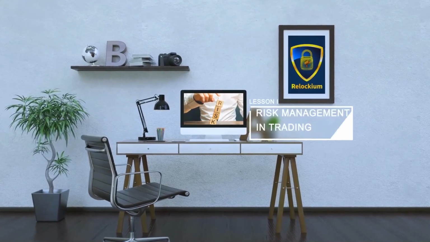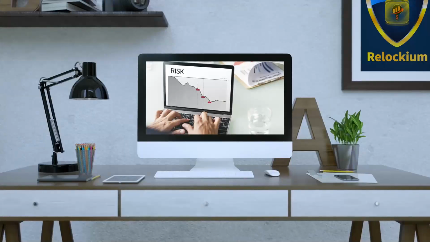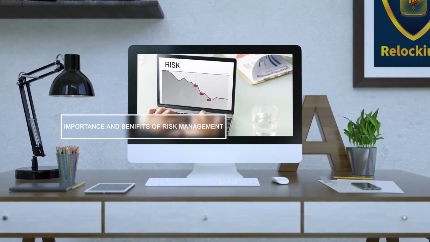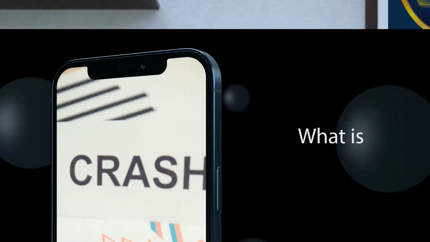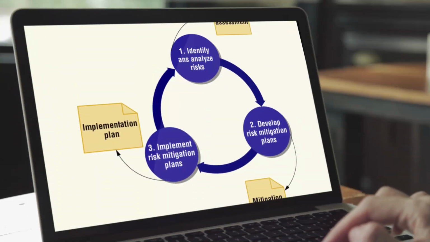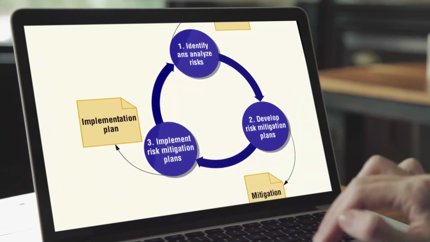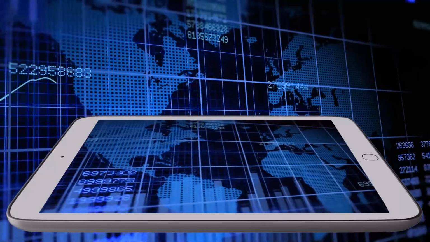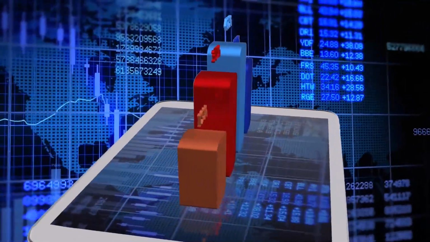Welcome to the first topic of Relockium's comprehensive course on risk management in trading. In this lesson, we will provide you with an overview of risk management, including what it is, why it is important, and how it can benefit your trading journey. So, what is risk management? Risk management is the process of identifying, assessing, and mitigating risk in order to protect capital and achieve long-term trading success. In other words, it's about minimizing potential losses while maximizing potential gains.